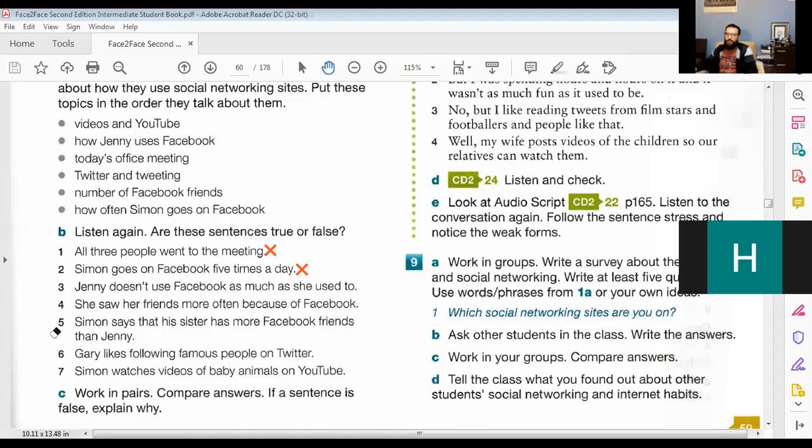What about 5? Simon says that his sister has more Facebook friends than Jenny. Is this true? Yes, about 700 maybe. You don't remember, Sana? No, I don't remember. Hajar thinks it's true. Balak, do you agree? Do you think this is true or false? Yes, I think true. Okay. Number 6, Gary likes following famous people on Twitter. Yes, he used the Twitter. No, Hajar, what do you think?